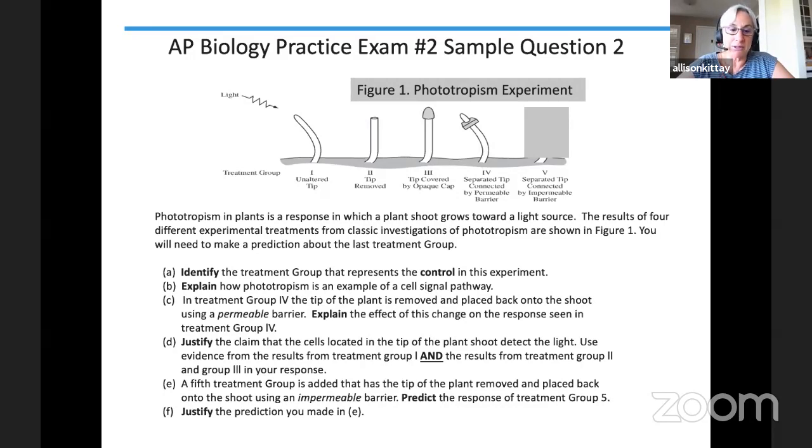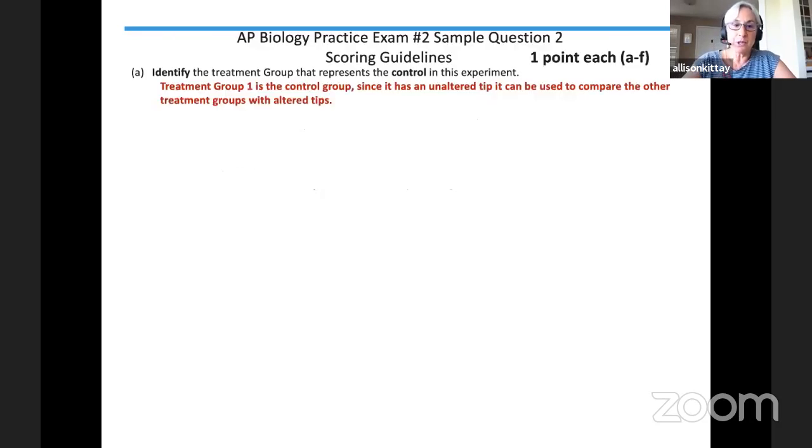In part E, a 5th treatment group is added that has the tip of the plant removed and placed back onto the shoot using an impermeable barrier. Predict the response of treatment group 5. And then in part F, you're asked to justify the prediction you made in part E. So let's take these one at a time. Each one of these earns 1 point for a total of 6 points on this question.